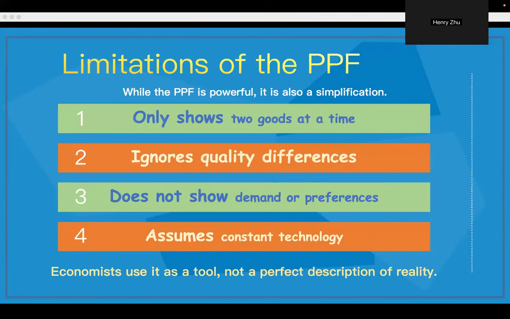While a PPF is a powerful model, it is also a simplification. It has several limitations. First, it assumes only two goods are produced, whereas real economies produce thousands. Second, it assumes resources are fixed and known. Third, it assumes technology is constant unless the curve shifts. Fourth, it does not account for externalities or distributional issues. So the PPF is not a perfect description of reality. It is a tool to help us think clearly about trade-offs.